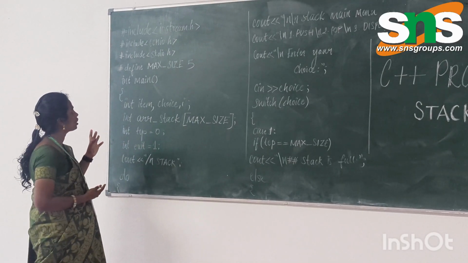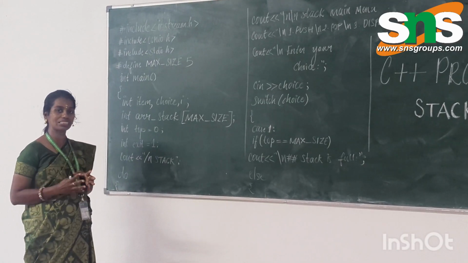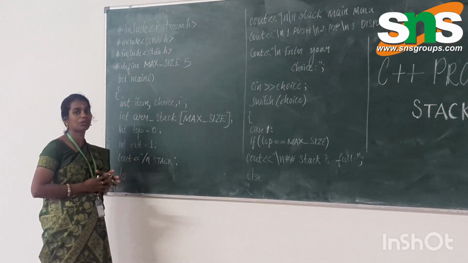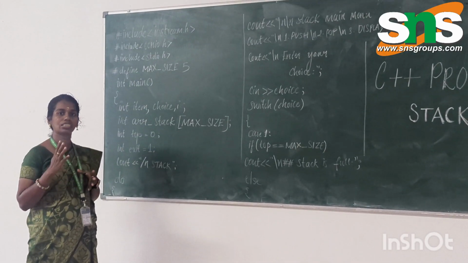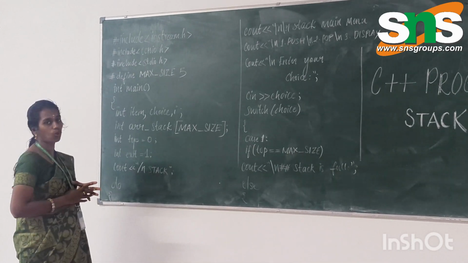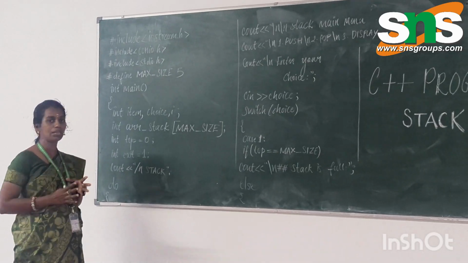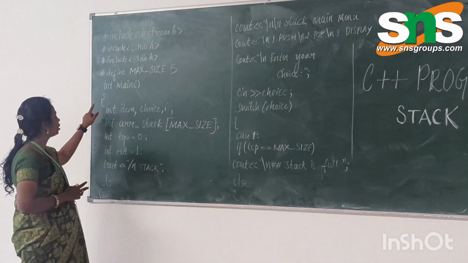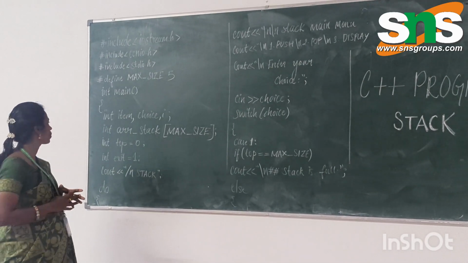Then I have defined one constant called max size, and I have assigned the value 5 to this variable. That means whatever we declare in the define statement, the value will not be changed throughout the program. Then whatever we write in a C++ program, we have to write inside the main function, with curly braces denoting the starting and ending of the program.